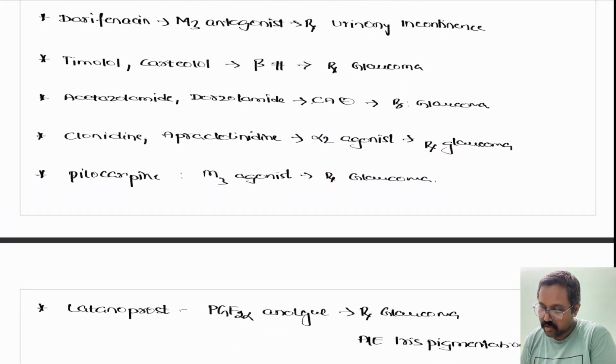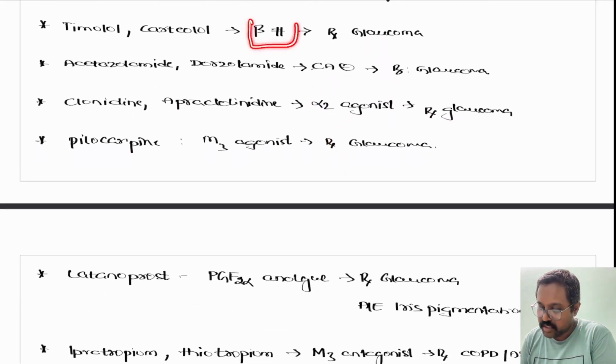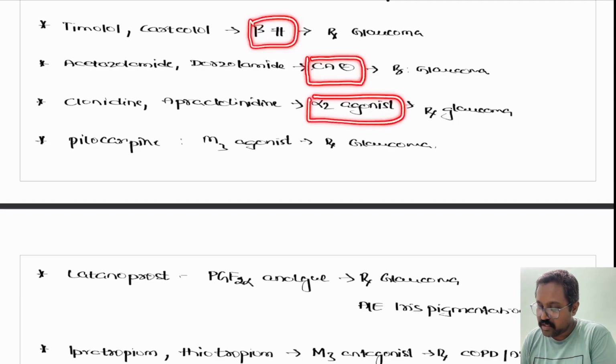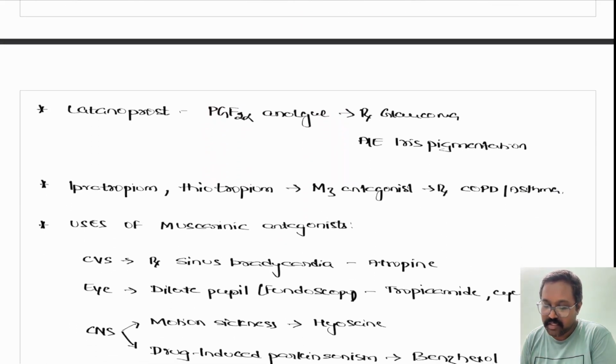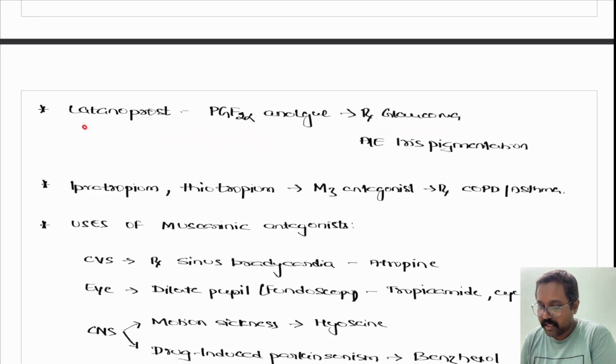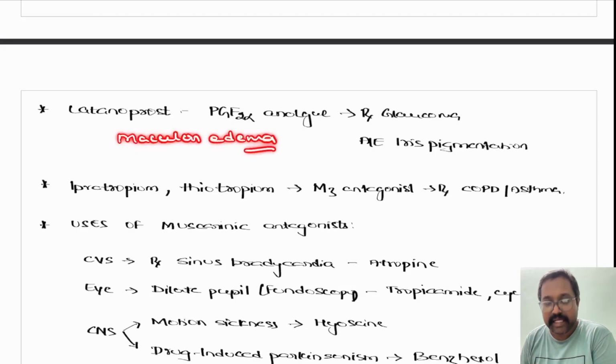So what we learned for glaucoma: you can use beta blockers, carbonic anhydrase inhibitors, alpha 2 agonists, M3 agonists, and also the PGF2 alpha analogs. These are the prostaglandin analogs, and the most common is latanoprost. These are the first line drugs used in the treatment of glaucoma, and latanoprost is associated with side effects such as iris pigmentation. They are also associated with macular edema, etc.